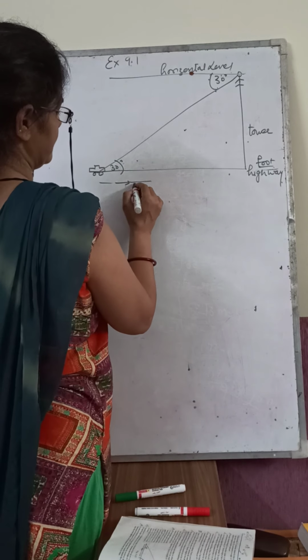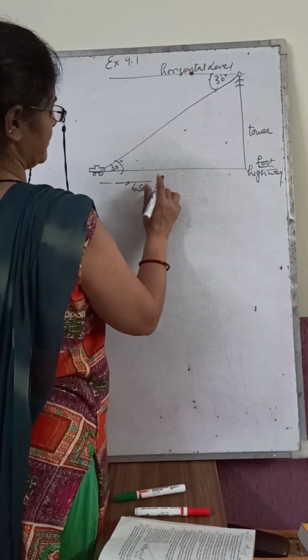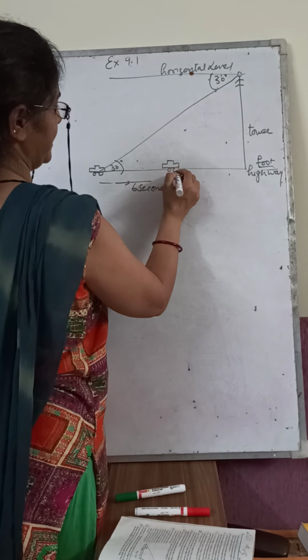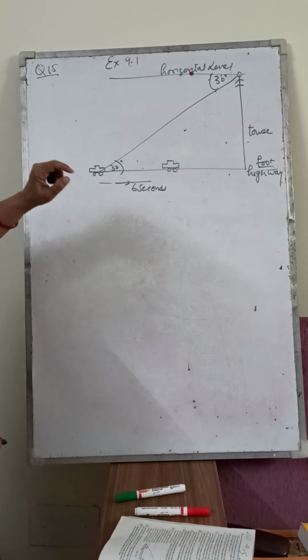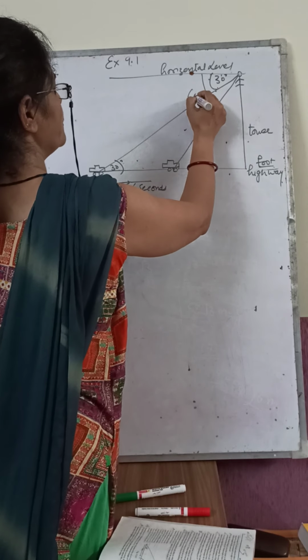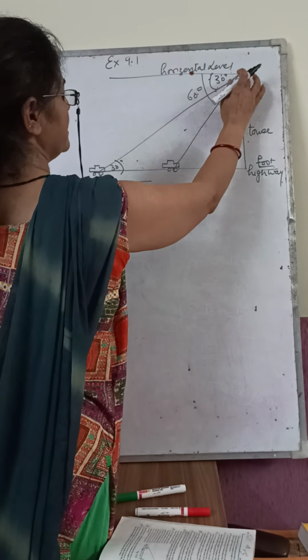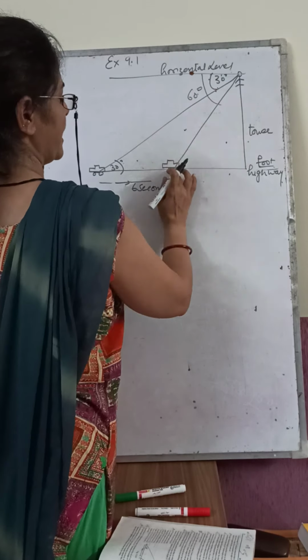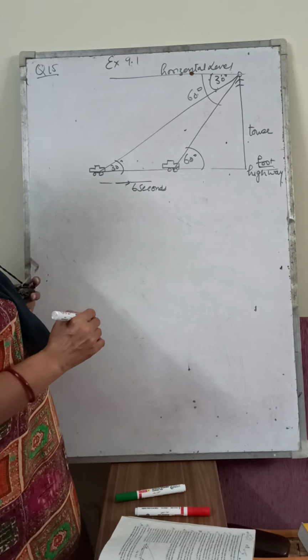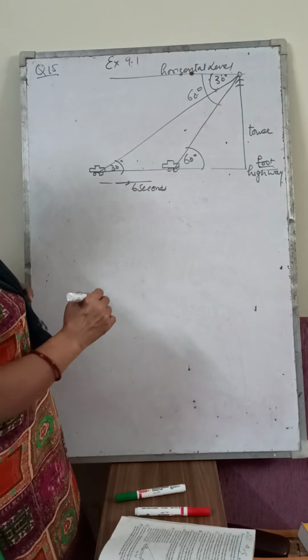After 6 seconds, he observes the car again, and at that point of time the angle of depression is now 60 degree. If this angle is 60, again alternate interior angle, this angle will be 60 degree. You have to find the time taken by the car to reach the foot of the tower, from here to here.